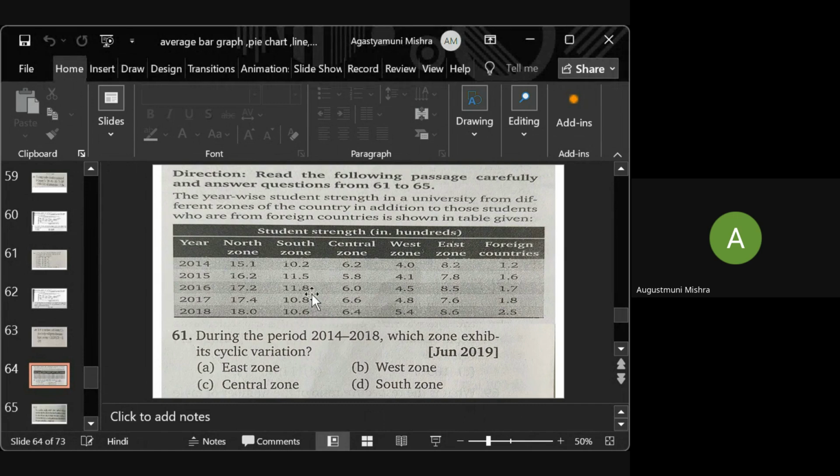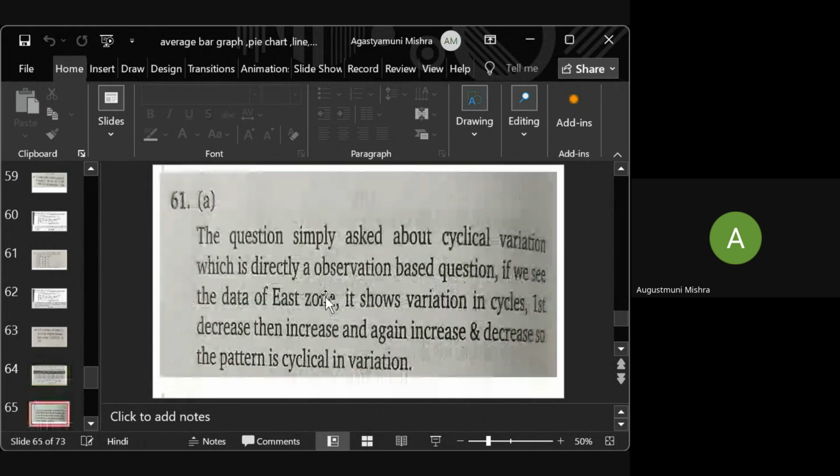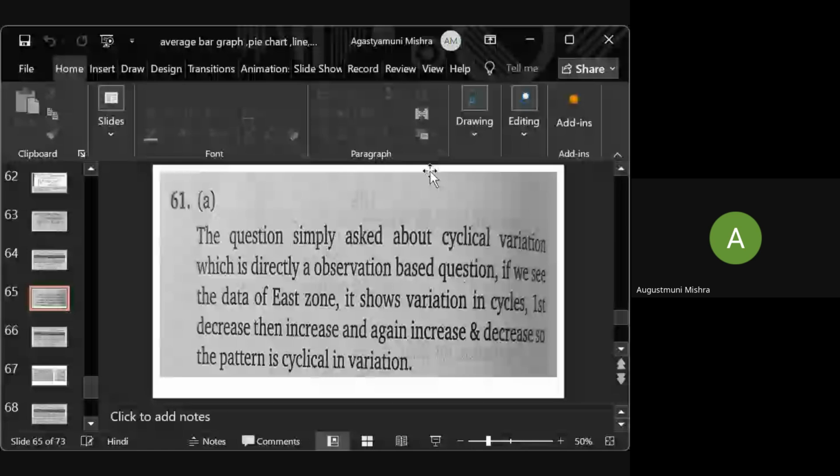Okay, now I'm going to change it. One of the participants said A, two responses we have. So that is A, and the explanation is given here. You can just go through that. I hope there is no issue with this solution and printing. The question is simply asking about cyclical variation, which is directly an observation based on cycles. First decrease, then increase, and again increase and decrease. So the pattern is cyclical in variation.